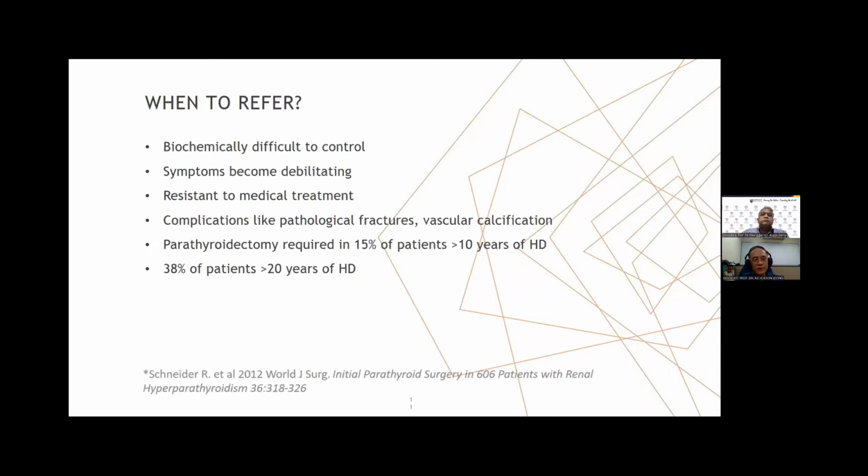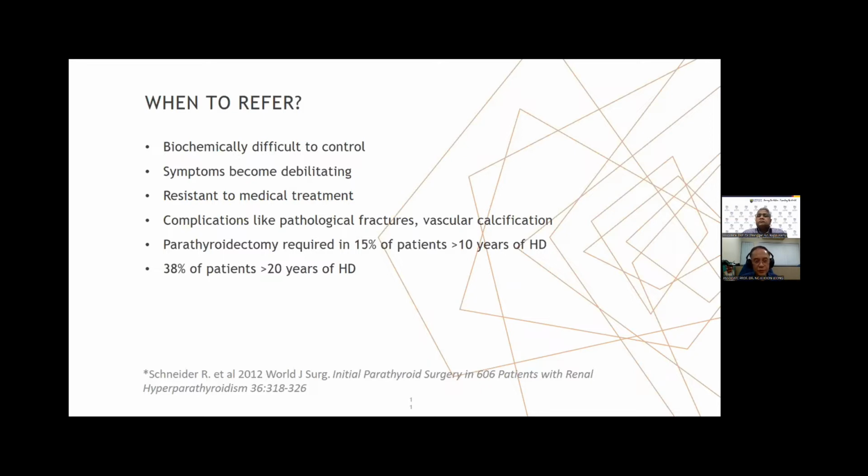So when to refer to the endocrine surgeon for renal hyperparathyroidism? Okay, when the patient has biochemically is difficult to control. That means the hypercalcemia and hyperphosphatemia is difficult to control, even when the patient is on maximal medical management. Okay, when the symptoms become debilitating and the patient becomes resistant to medical treatment. And of course, if the patient has complications like pathological fractures and accelerated vascular calcifications, of course, that's an indication to refer.